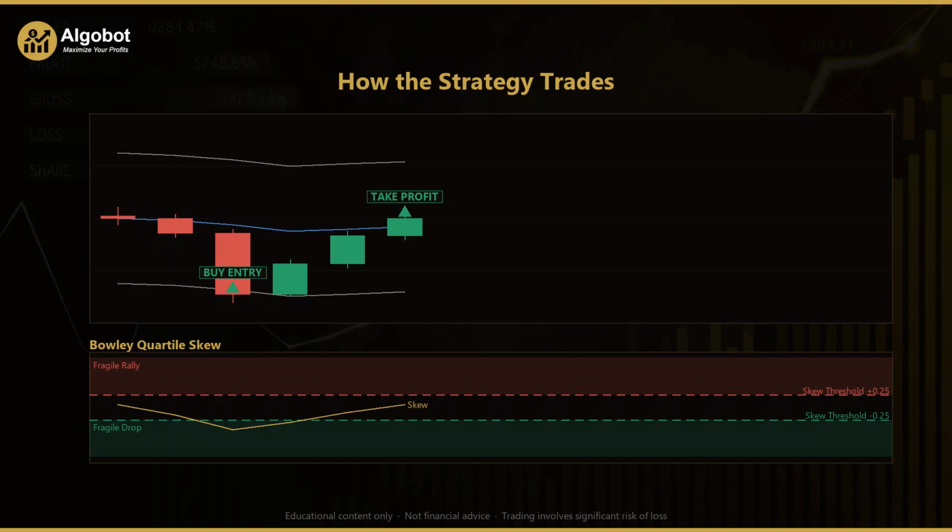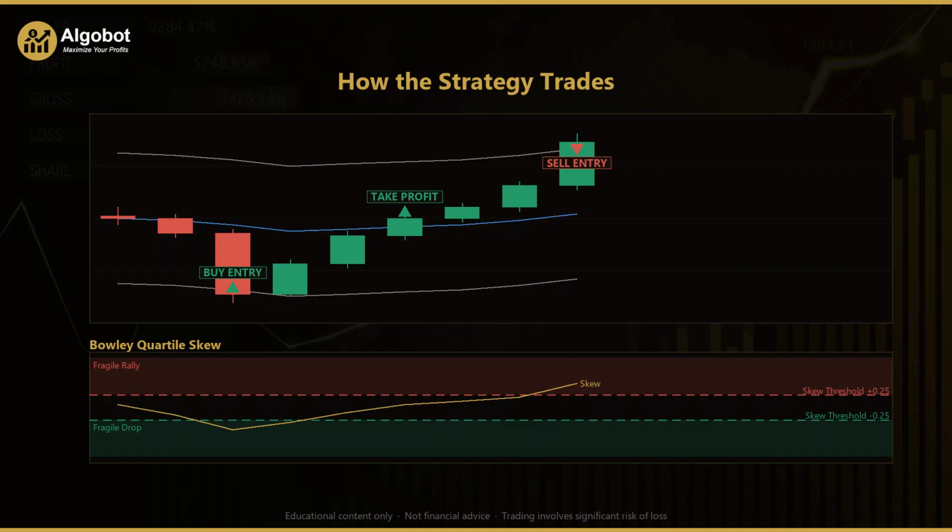Down in the subpanel, the skew reading plunges to around minus 0.45, far below the minus 0.25 threshold and deep into the green fragile drop zone. That tells us the fall was driven by just a few oversized down spikes rather than by broad, steady selling. Stretched below the baseline, fragile skew, and a flat regime. All three conditions agree, and the buy entry marker appears. The protective stop sits 1.5 ATR below that fresh low, so a true continuation would be closed out quickly.